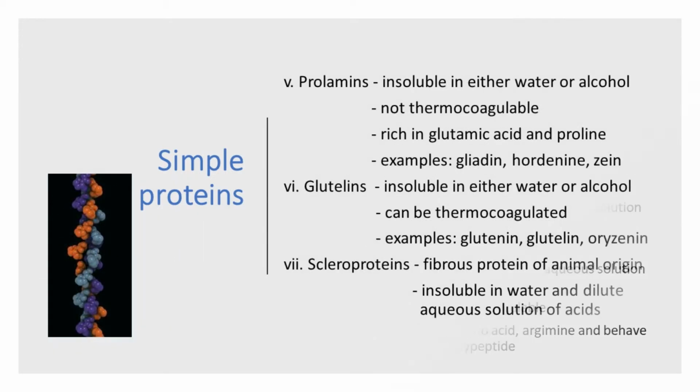Prolamins are insoluble in either water or alcohol. Not thermocoagulable. Rich in glutamic acid and proline. Examples are gliadin, hordein, and zein. Glutelins, insoluble in either water or alcohol, can be thermocoagulated. Examples are glutenin, glutelin, and oryzenin. Scleroproteins are fibrous protein of animal origin, insoluble in water and dilute aqueous solution of acids.